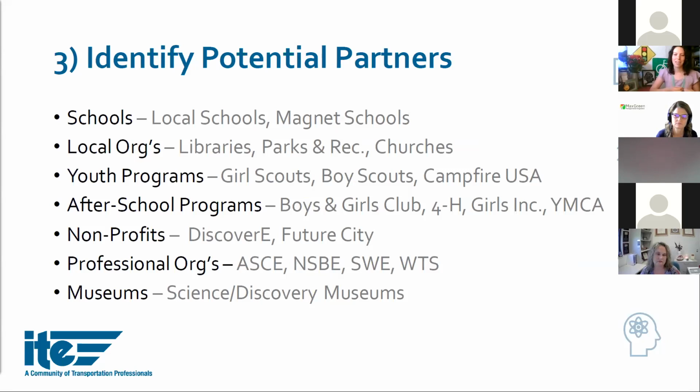For example, if you know you'd like to outreach with disadvantaged kids in your area, a local Boys and Girls Club may be a better fit than a private magnet school, right? Or if you'd like to do a monthly program, a school or a more general youth organization may be a better partner than a group that has their own separate programming, like a 4-H or Future City, right? So just things to think about as you're looking for potential partners.